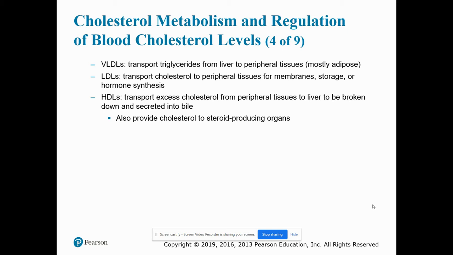VLDLs transport triglycerides from the liver to peripheral tissues. LDLs transport cholesterol to peripheral tissues for membrane storage or hormone synthesis. And HDLs transport excess cholesterol from peripheral tissues to the liver to be broken down and secreted into bile. They also provide cholesterol to steroid-producing organs.